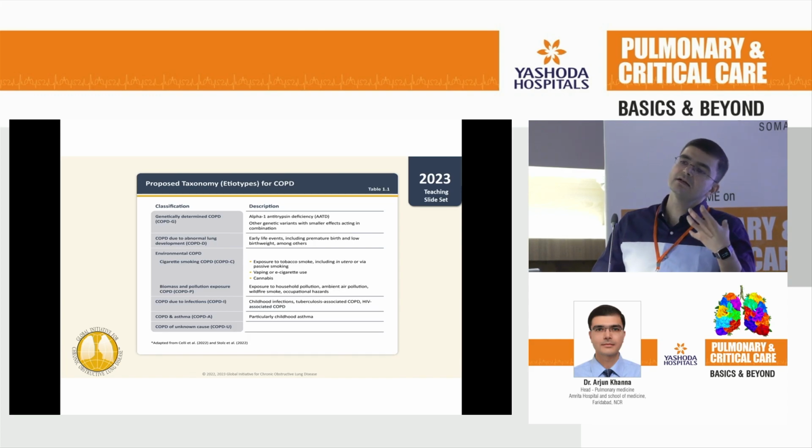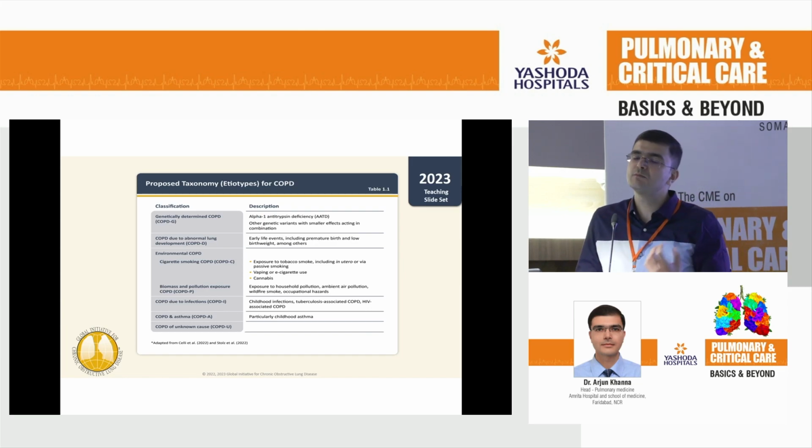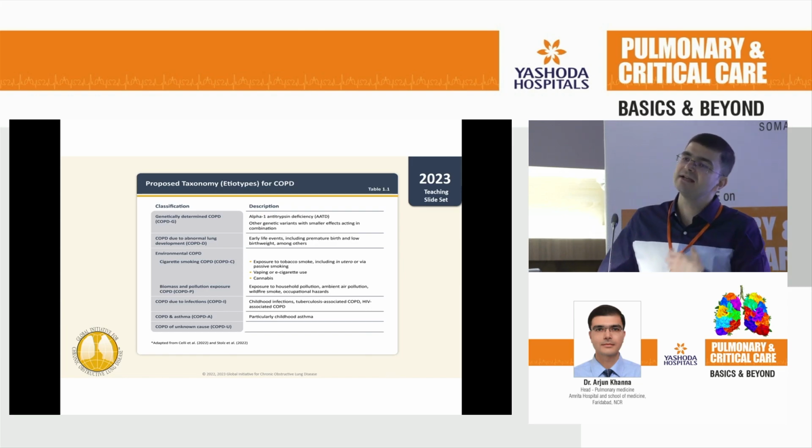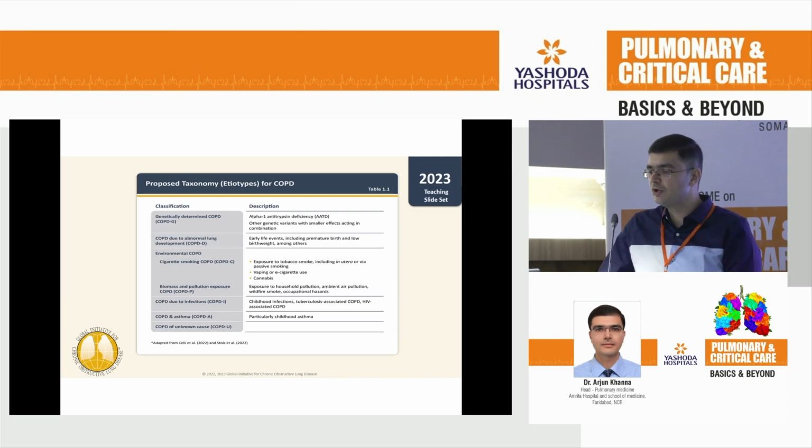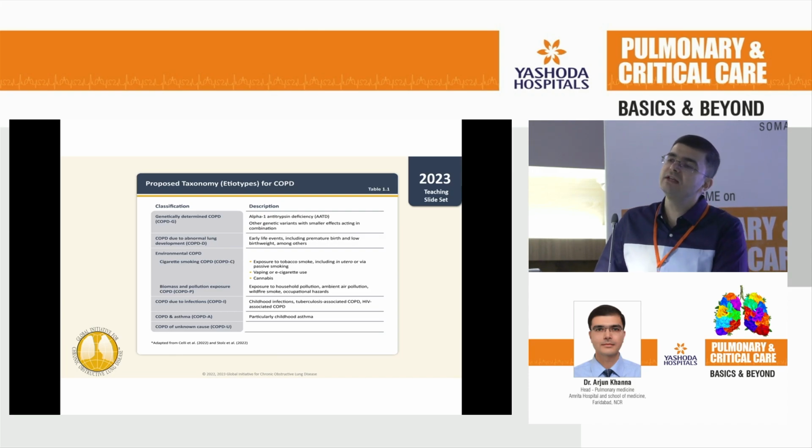Someone who has a small lung to begin with, someone who was born as a low birth weight baby and then had severe asthma, persistent asthma, and has developed COPD as an adult is going to be labeled as COPD-D, which is COPD due to a developmental disorder. Someone who has developed COPD due to pollution is going to be COPD-P. There used to be this term called asthma COPD overlap syndrome, ACOS, ACO. Now the term has been changed. It is now COPD-A. If you cannot find out the reason for the COPD, it is going to be COPD-U.